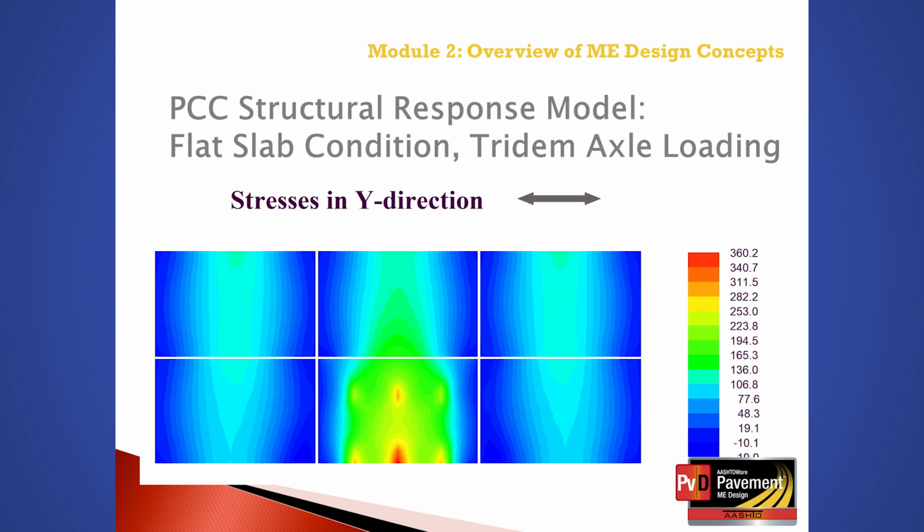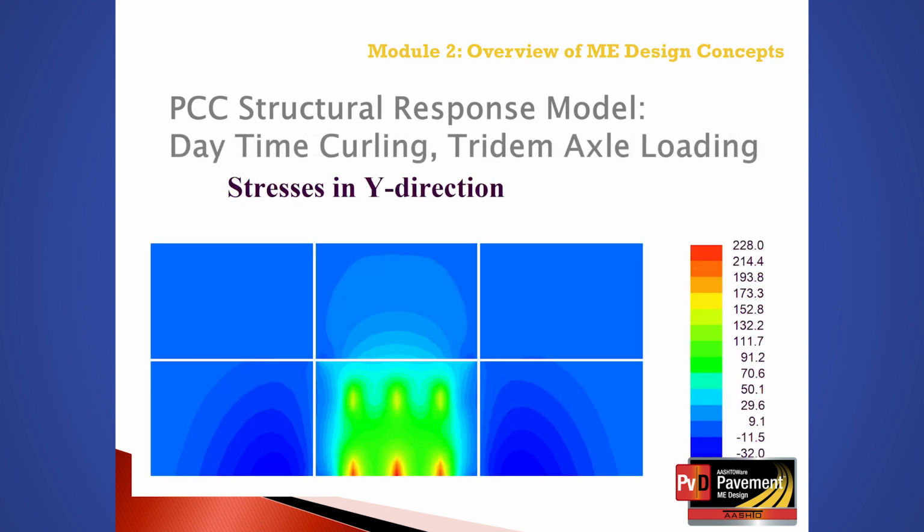as expected. In comparison, this screen includes an example of the stresses calculated in the Y direction of the slab by iSlab 2000 across multiple slabs from a tridem axle load simulation, but now considering daytime curling as the slab warms up during the day. The highest tensile stresses still occur under the center axle of the tridem axle, and it is greater along the edge of the Portland cement concrete slab.